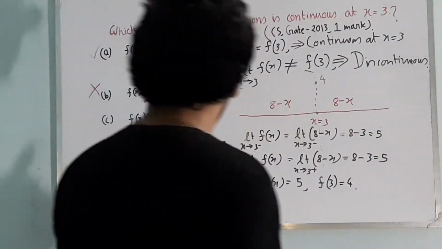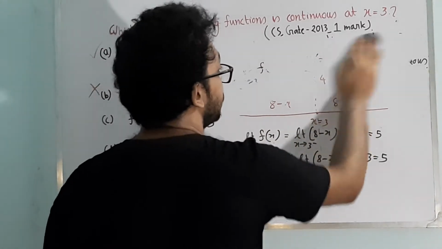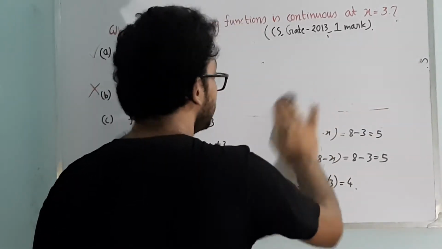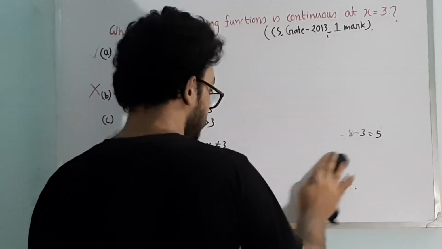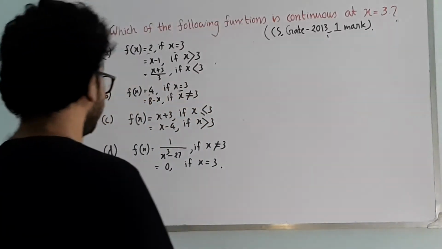Okay. Now check the option C. Let me erase this portion. So if you haven't noted it down, then please do note, because I don't have any more space to write, that's why I have to erase. So let's come to the option C.